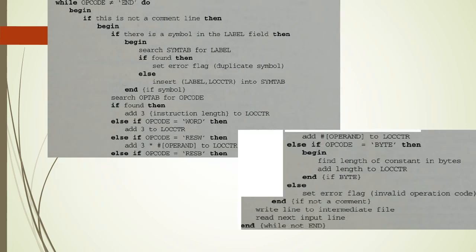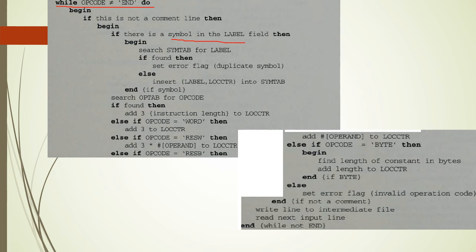Once the starting address is assigned to the location counter, you start reading the instructions. While opcode is not equal to END, that means till you reach the end of the program, you keep performing all these operations. If this is not a comment line, that is, the line does not begin with a dot, then you have to identify whether there is any symbol in the label field of that instruction.